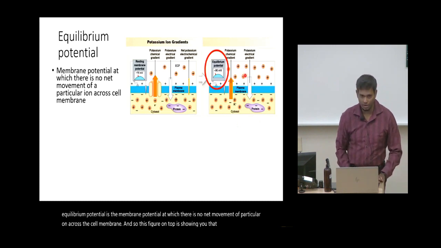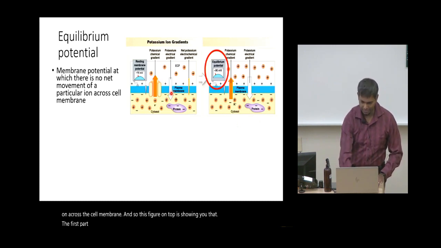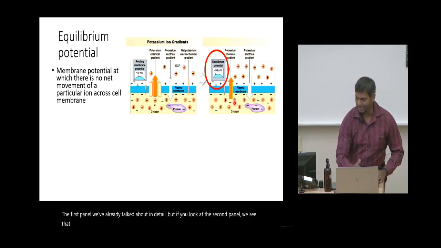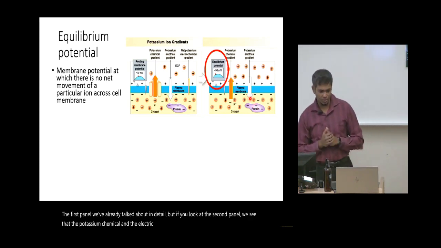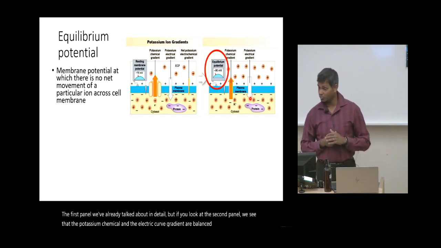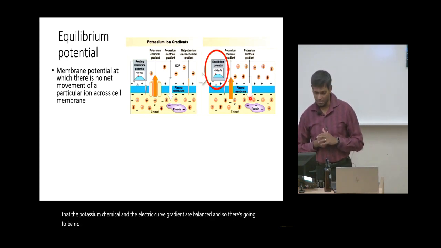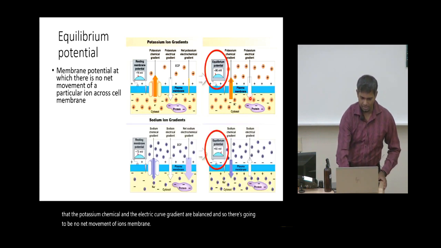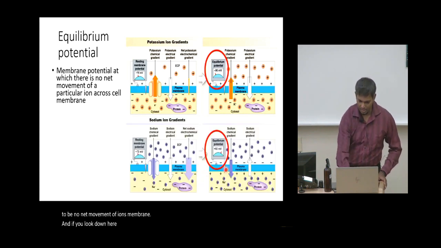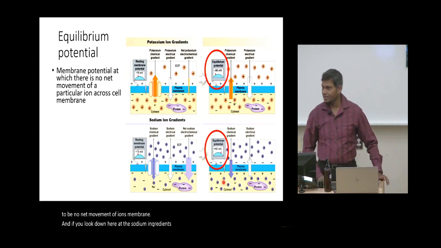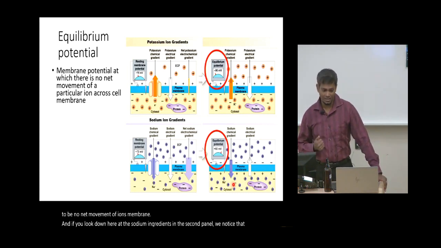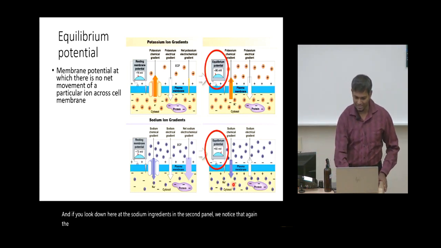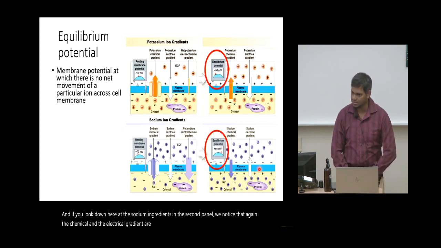And so this figure on top is showing you that the first panel we've already talked about in detail. But if you look at the second panel, we see that the potassium chemical and the electrical gradient are balanced. And so there's going to be no net movement of ions across the membrane. And if you look down here at the sodium ion gradients in the second panel, you notice that again the chemical and the electrical gradient are balanced, and so there's no net movement across the membrane.